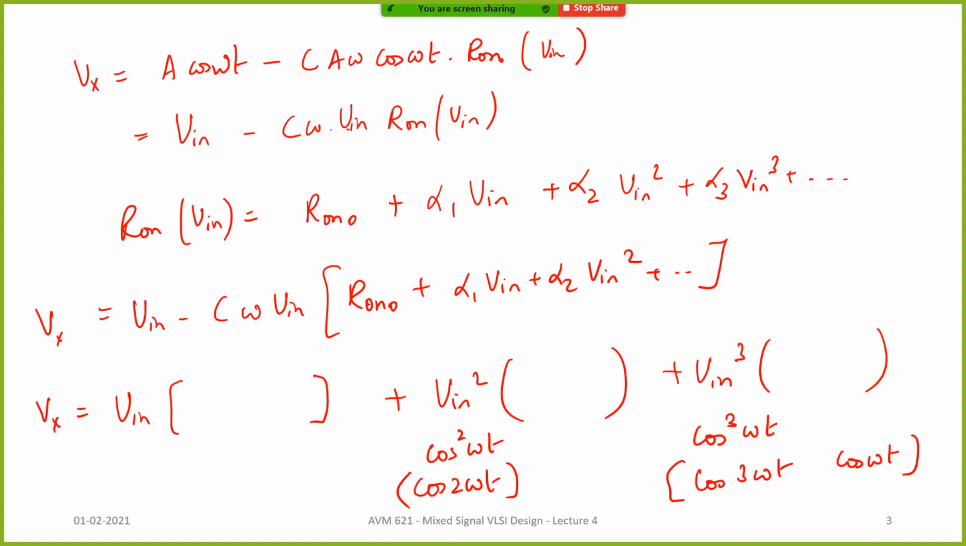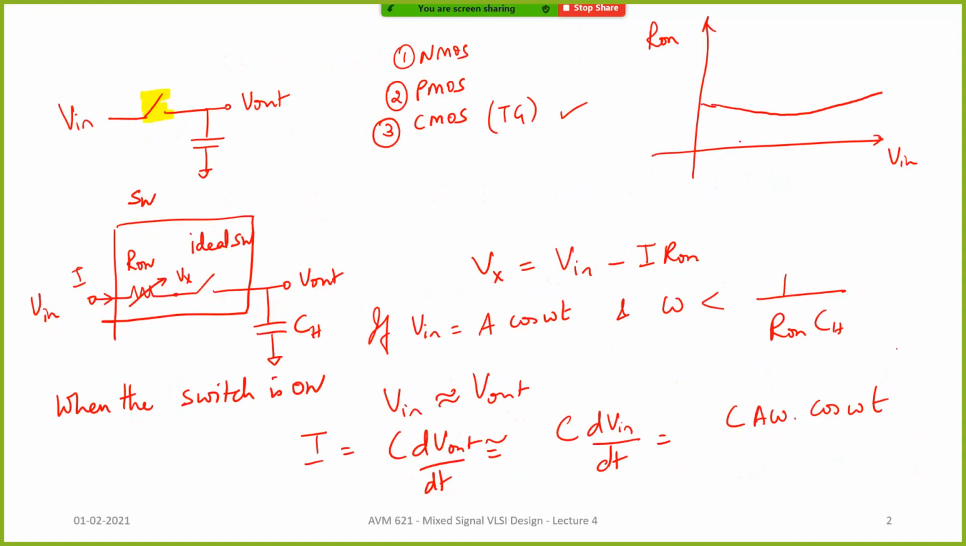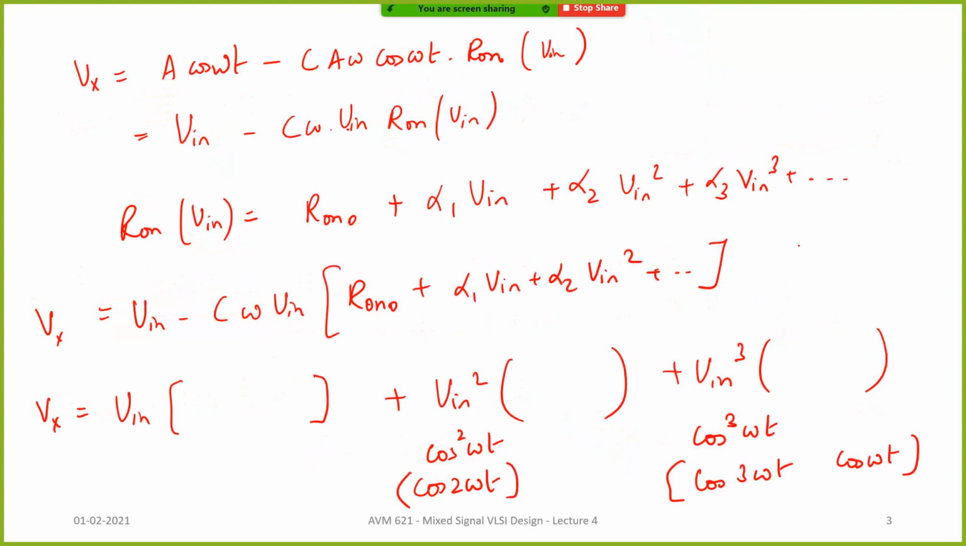So what we are seeing here is that the voltage Vx, which is basically the voltage which is actually getting sampled onto the capacitor, right? This Vx, this is an ideal switch, right? So the voltage that is actually sampled onto the capacitor is no longer a scaled function of Vn, right? It also has 2 omega terms, 3 omega terms and so on. Okay. So what does it mean?